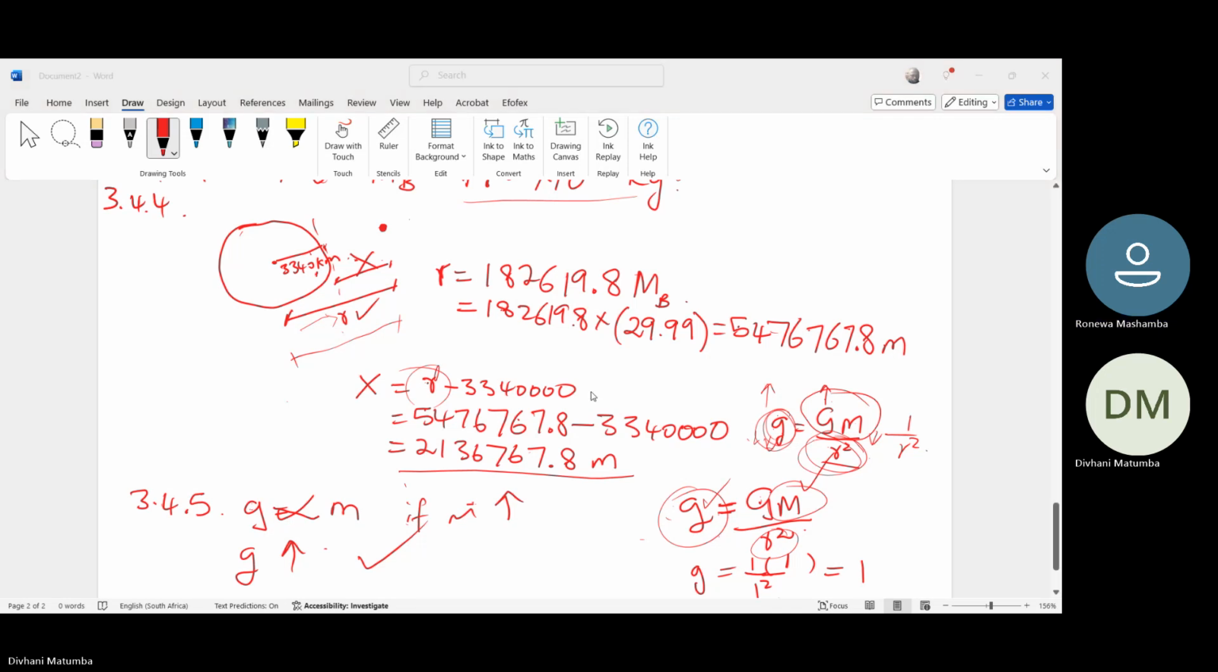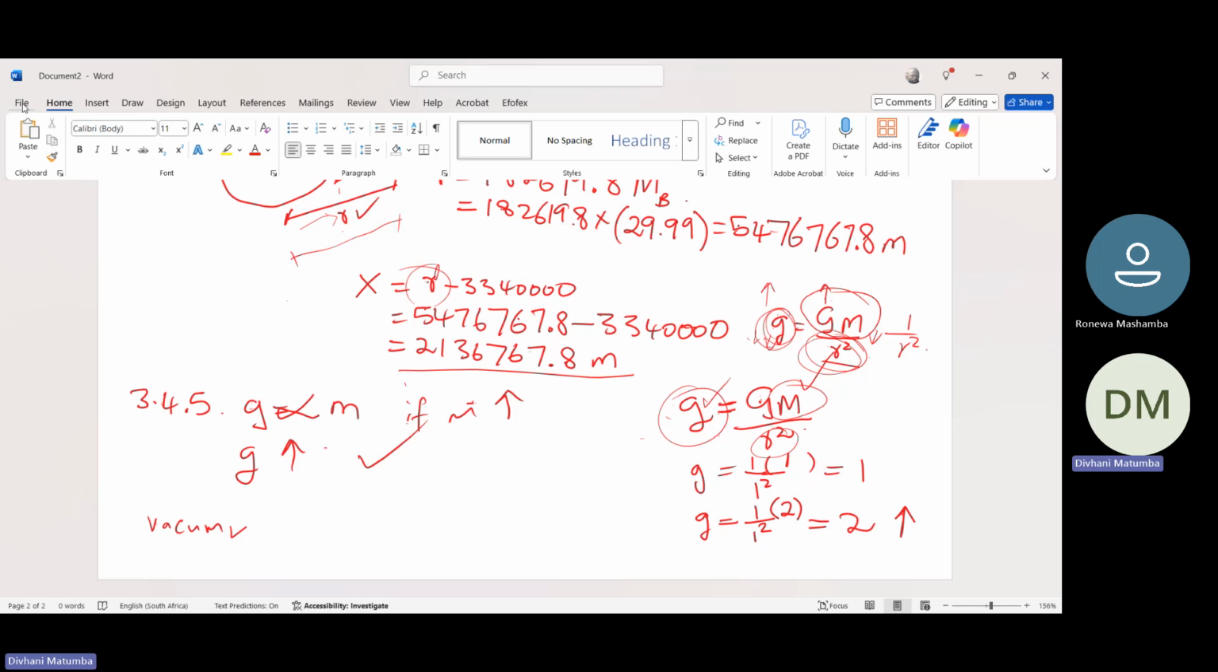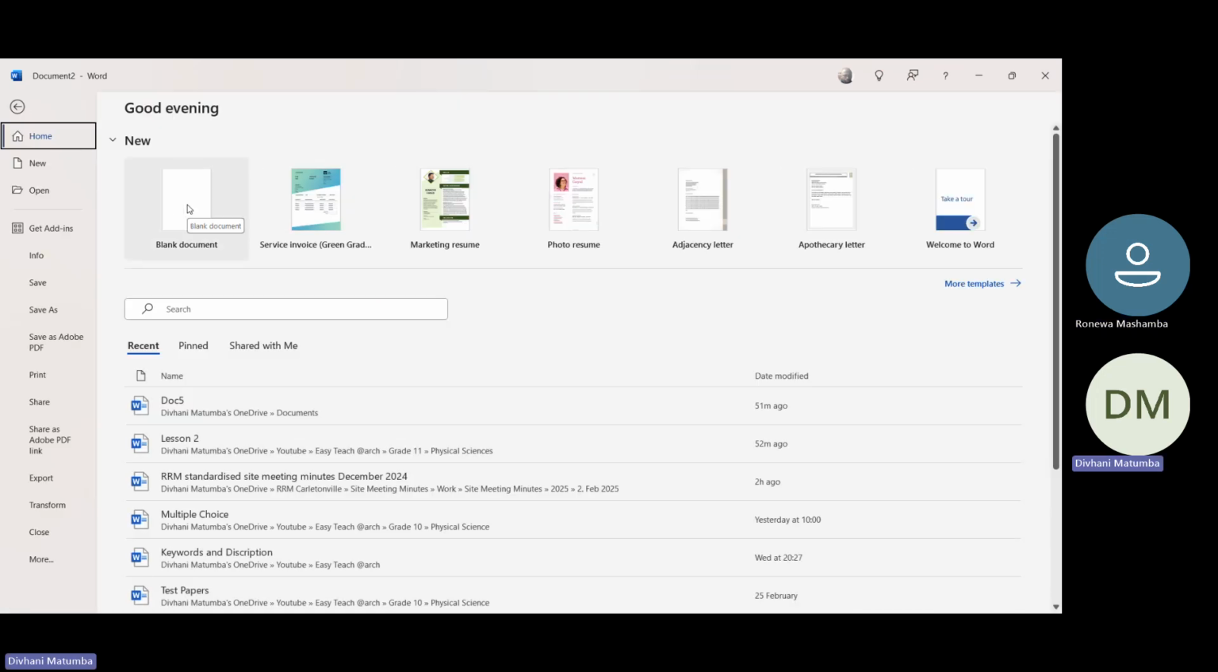Okay, if an object is placed in an isolated system or in a, I want to say vacuum, so it means that that object isn't affected by all the external forces. Yeah, that's correct. That's correct. So that's another way of defining weightlessness.